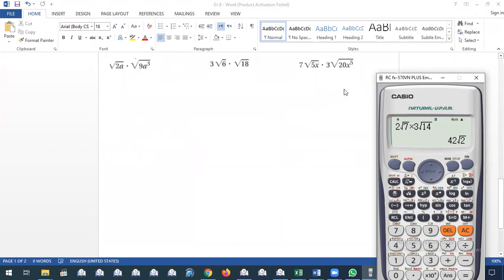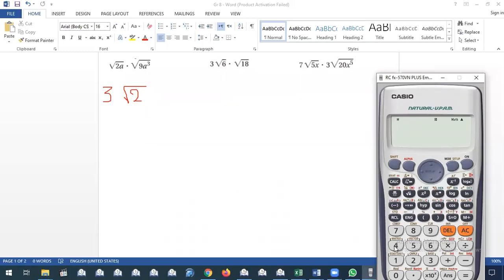Here we have square root 2a times square root 9a power 3. No problem. Let's find the numbers first. Square root 2 times square root 9, like that. 3 square root 2. So I'm going to write first 3 square root 2. Now let's find the letter. a times a power 3 is a power 4.